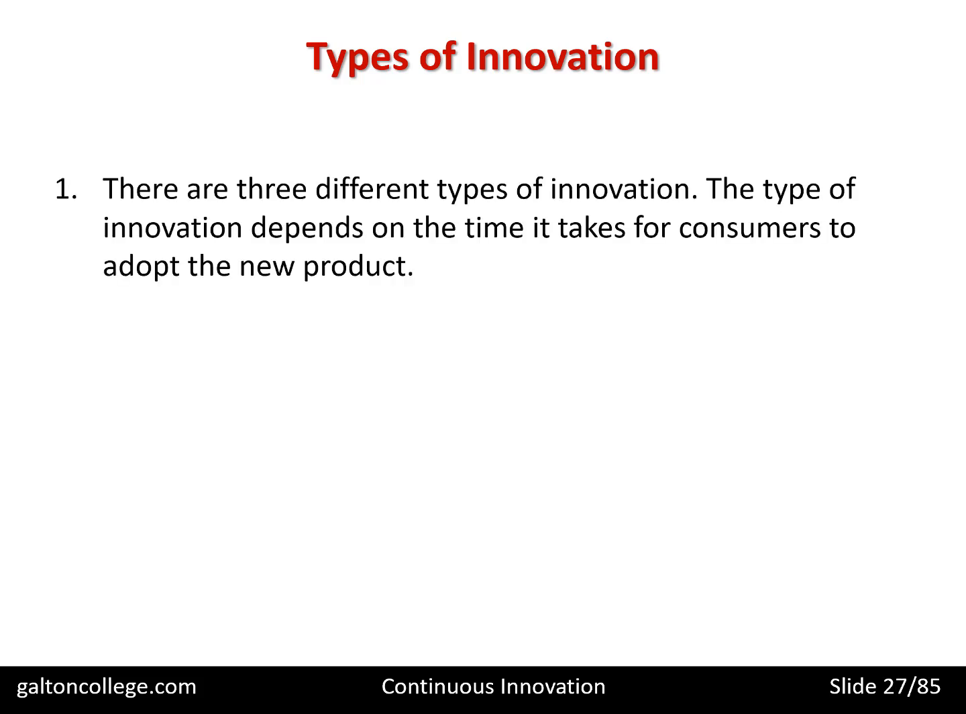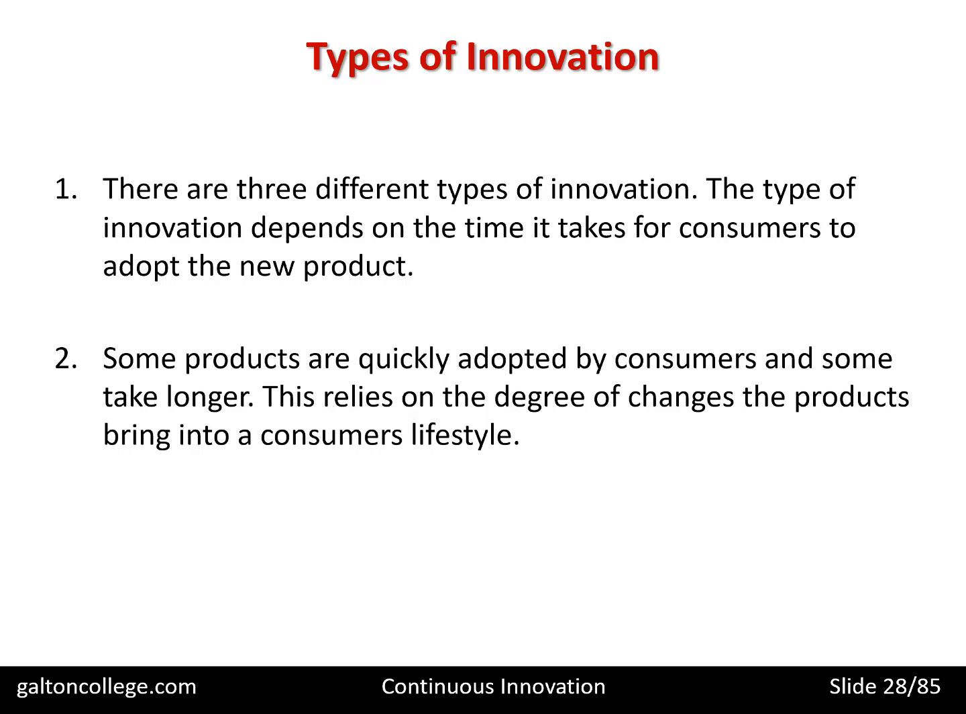Now, the types of innovation, well, there are 3 types of innovation, and these depend on the time it takes for consumers to adopt the new product. So that's how we measure the 3 different types. It's the time period that consumers take to adopt the products. Some products are quickly adopted by consumers, and some take longer. This relies on the degree of change the product brings to the consumer's lifestyle. If it's a big change to our lifestyle, we may think about it longer.